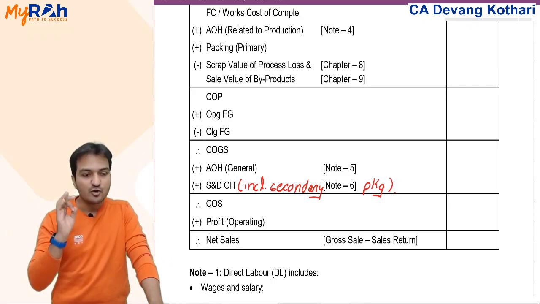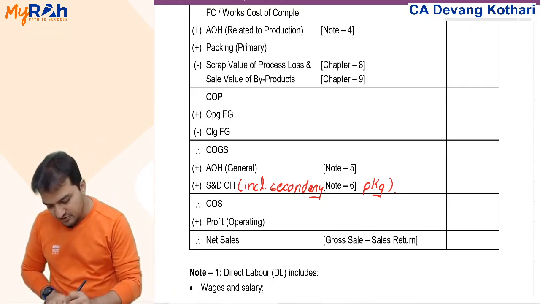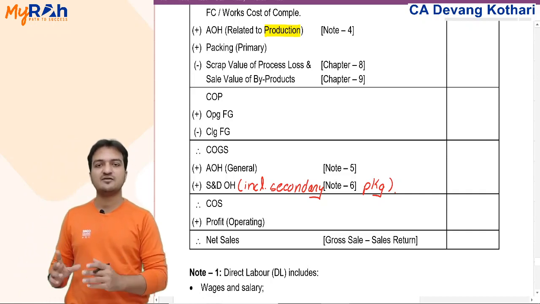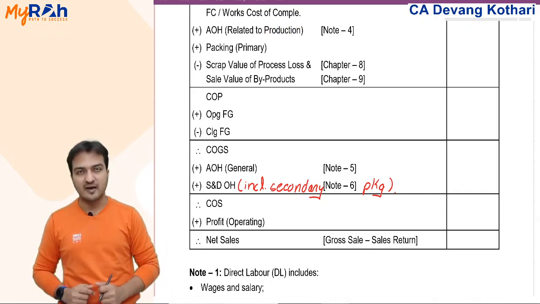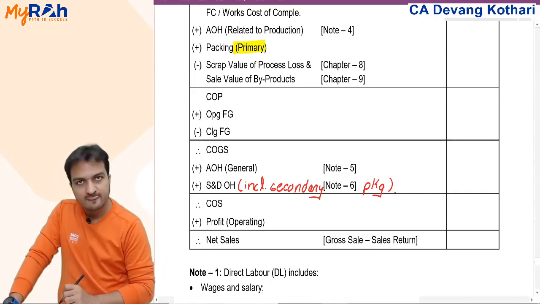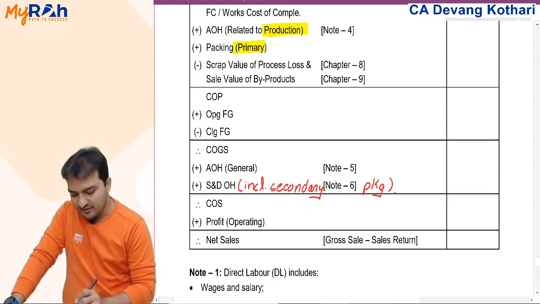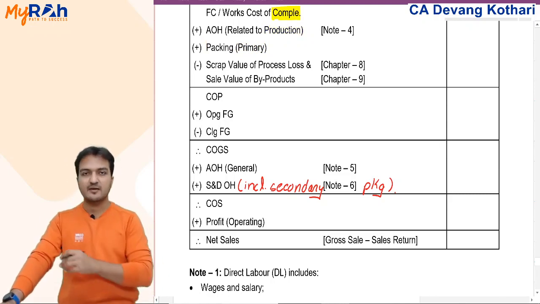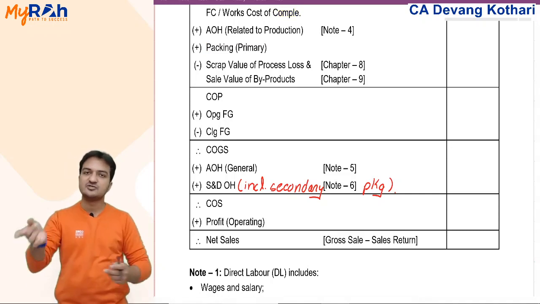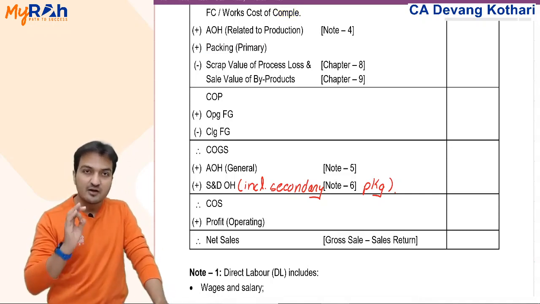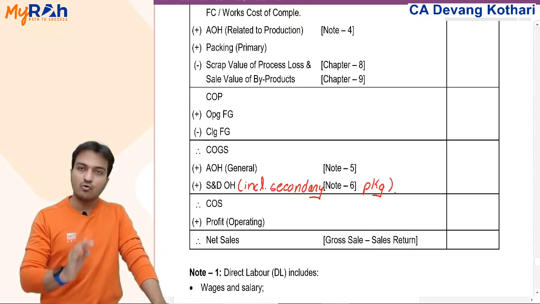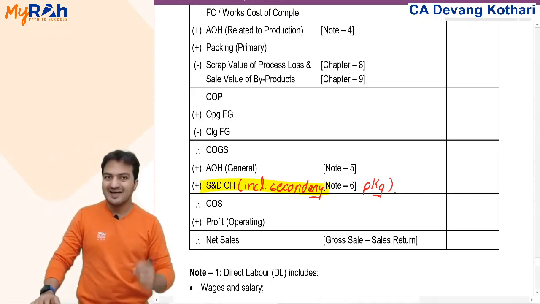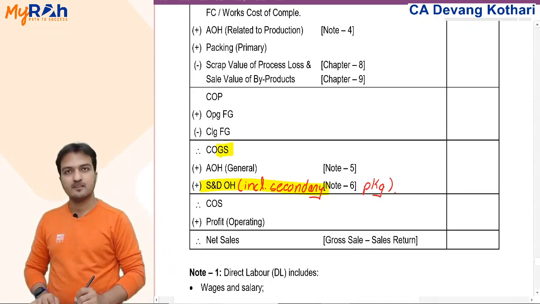I repeat, the packaging which happens at the time of production will be called primary packaging, and the packaging which happens at the time of distribution will be called secondary packaging. Yes, so because primary packaging is at the time of production, hence it is added over here. It is added on all the completed units. Secondary packaging is incurred only at the time of distribution. The secondary packaging which is incurred at the time of distribution is incurred only on the units which are sold. Now, if it is incurred only on the units which are sold, hence it is written after the goods sold.